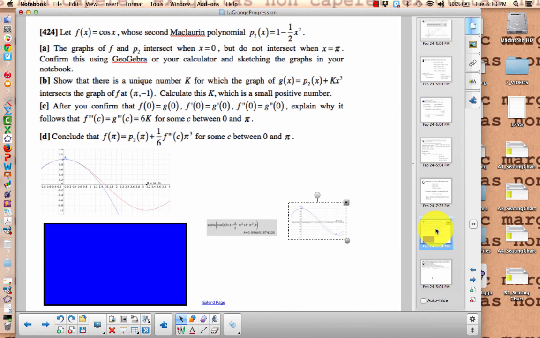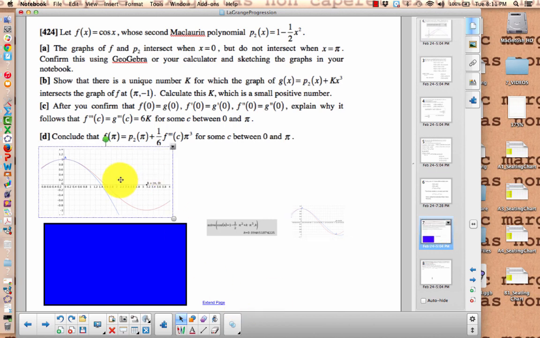So here's another application using specific functions. So we're given f of x is cosine x, and another function, p of 2 of x, which is the second Maclaurin polynomial for the cosine function, which we've seen before. So part A says the graphs of f and p2 intersect at 0, but do not intersect when x equals pi. Confirm this using GeoGebra or your calculator.